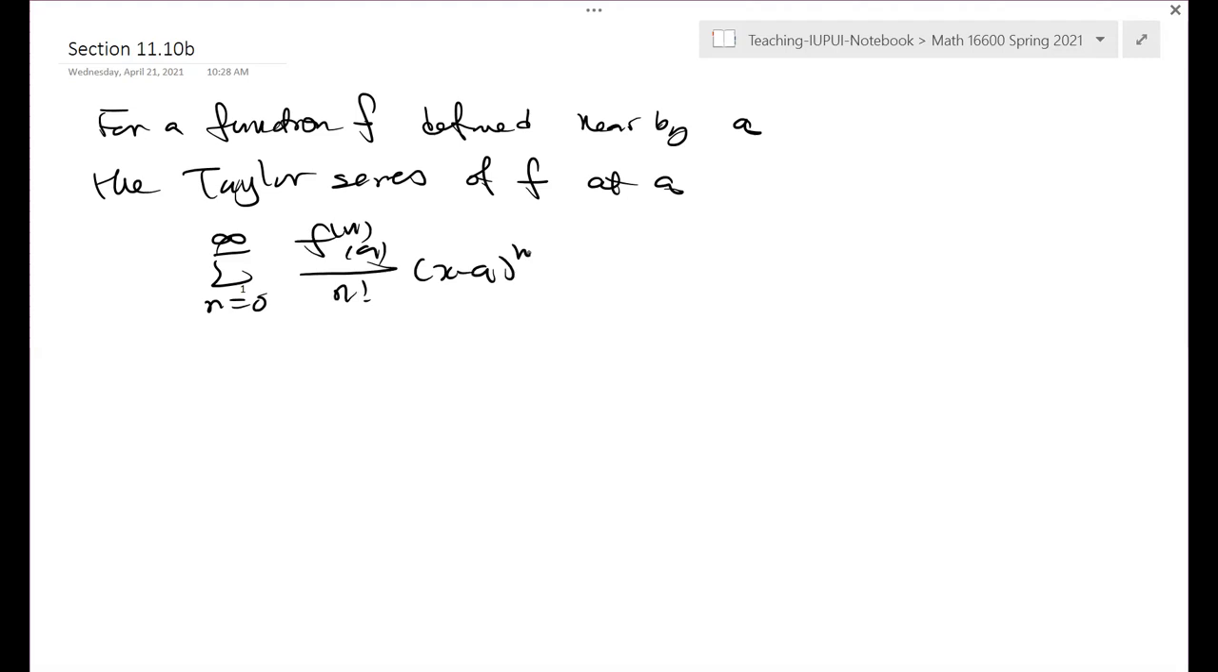Now you get a series. So the question is when this series is convergent. What is the rate of convergence? Does it converge to the function? So those are two questions that were answered by Taylor. Question one: what is the radius of convergence?